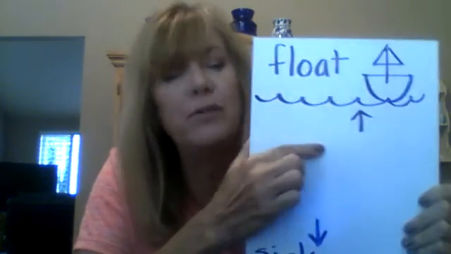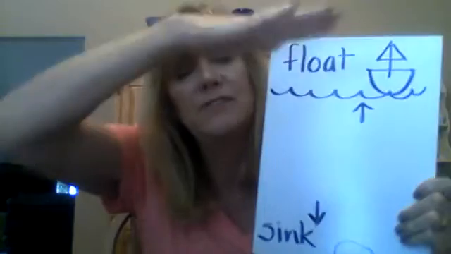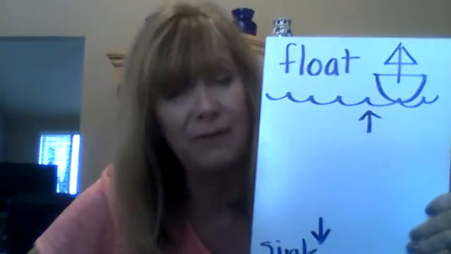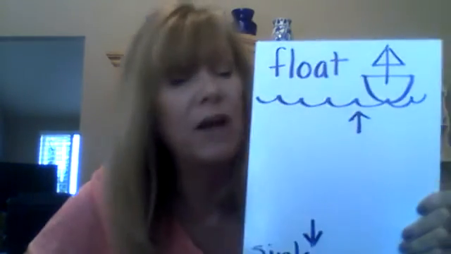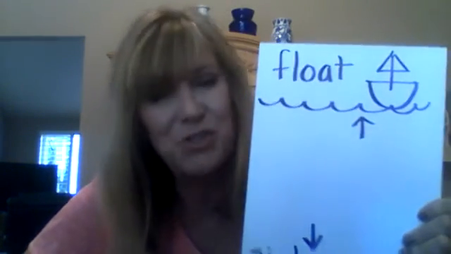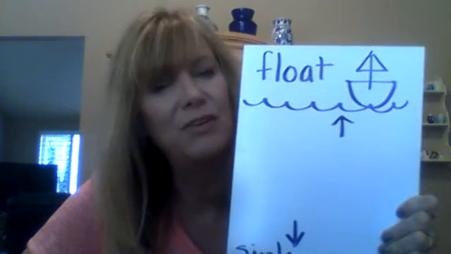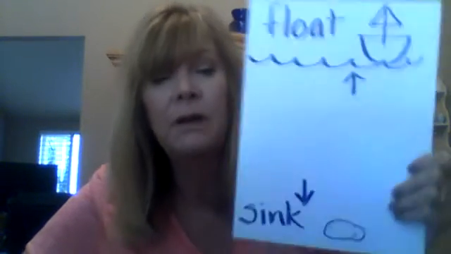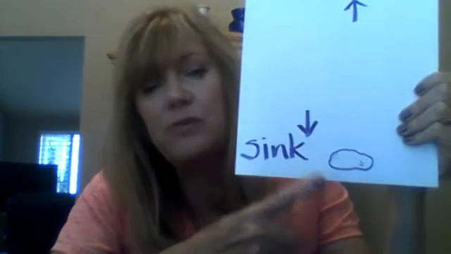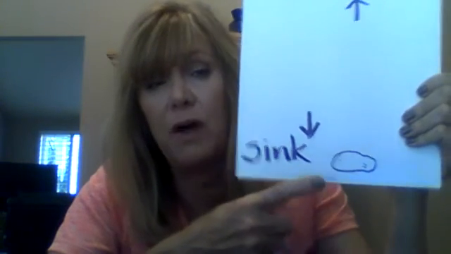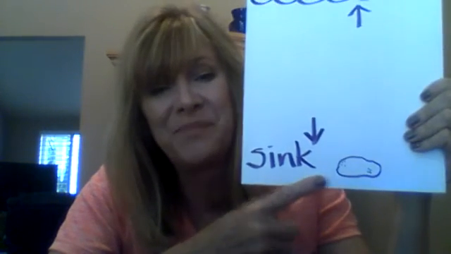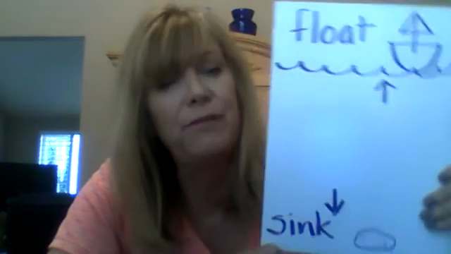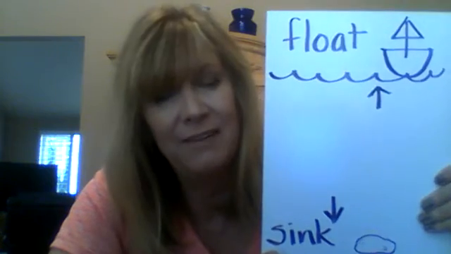Something that floats means that it sits on top of the water. It lays on top of the water like a boat or a ship, sailboat. Your rubber duck in your bathtub, they all float. And something that sinks means it goes down to the bottom of the water, like this rock. So that's the difference between float and sink.